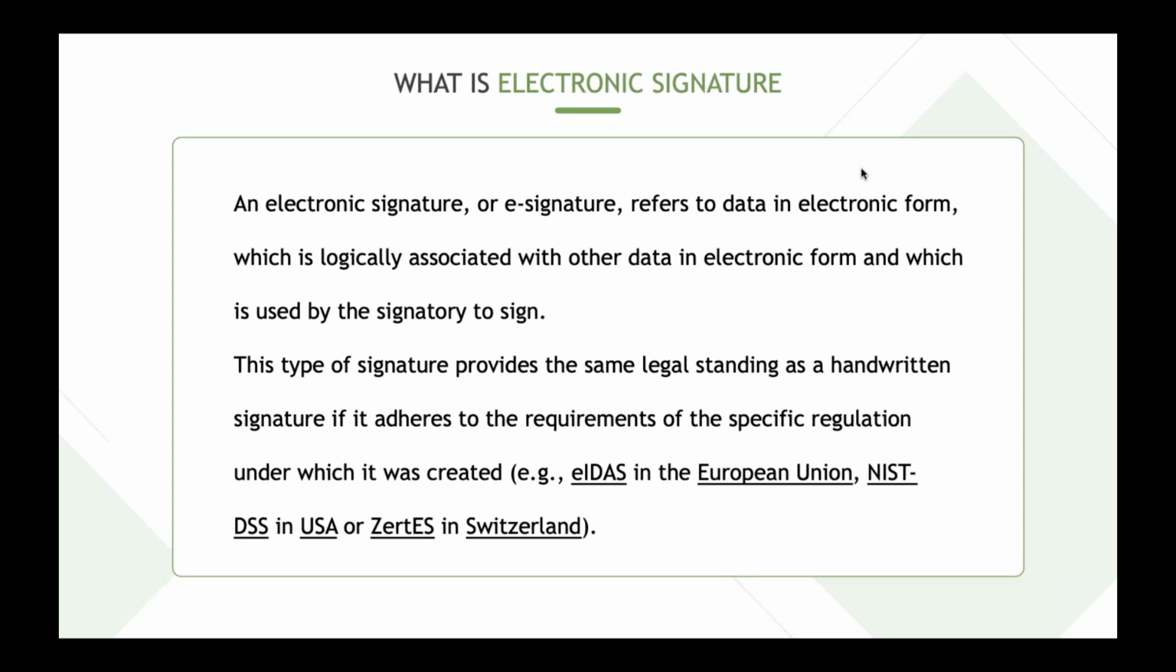Coming to the definition, an electronic signature or e-signature refers to data in electronic form which is logically associated with other data in electronic form and which is used by the signatory to sign. Simply just signing electronically, not using any pen and paper. We're just signing using a system. This type of signature provides the same legal standing as a handwritten signature if it adheres to the requirements of the specific regulation under which it was created.